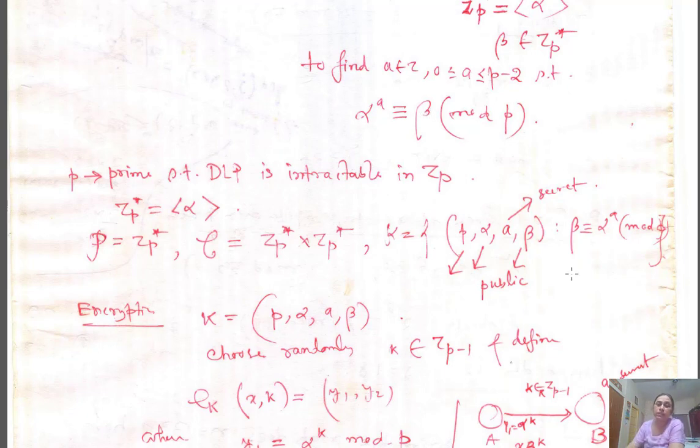These are my public keys, and the secret key is this exponent a, the discrete log of beta with base alpha. So a is the secret key and the public keys are these. Your key space consists of all these tuples (p, alpha, a, beta) such that alpha to the power a is congruent to beta modulo p. Alpha, beta, and p are published, only a is secret.